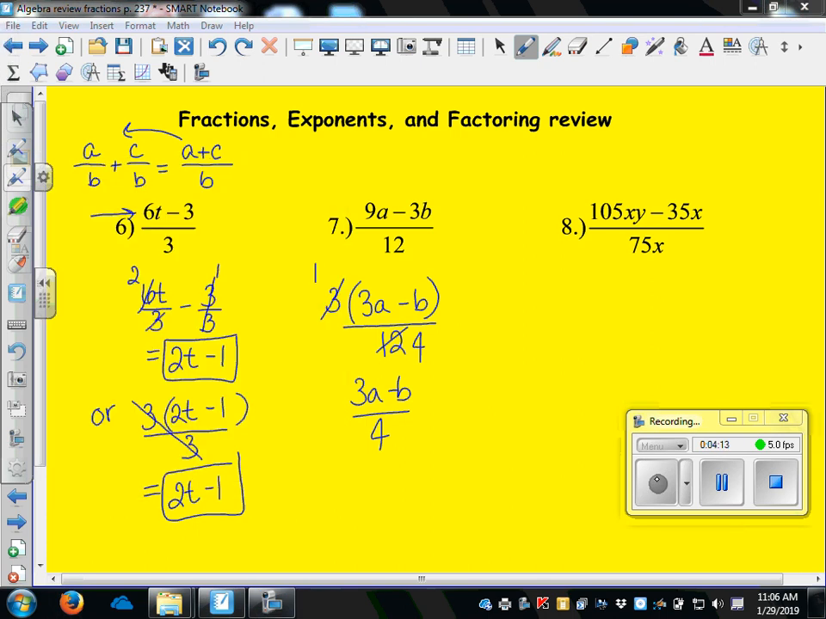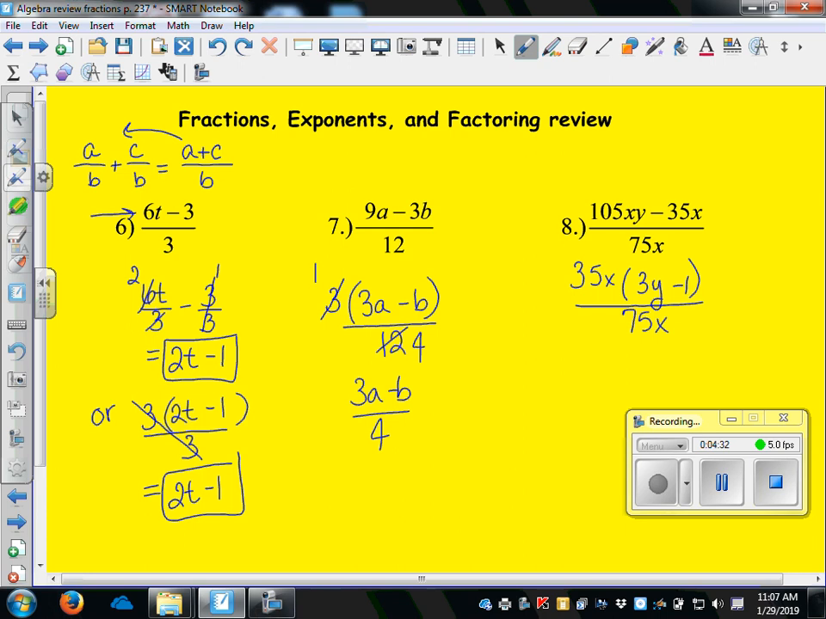I'm going to go ahead and factor the numerator. The greatest common factor in the numerator is 35x. So I write 35x, and I divide each term by 35x, and I'm left with 3y minus 1, and then in the bottom I still have 75x, and I can do some canceling.